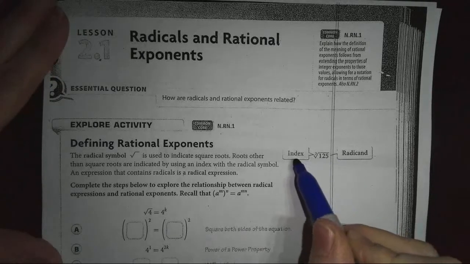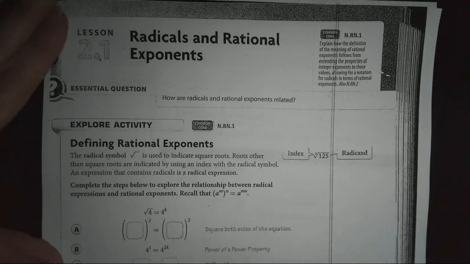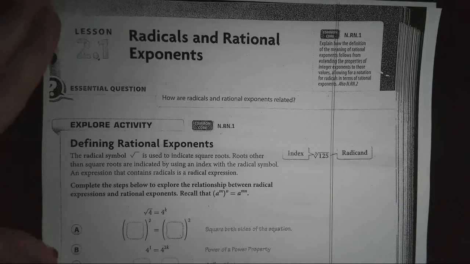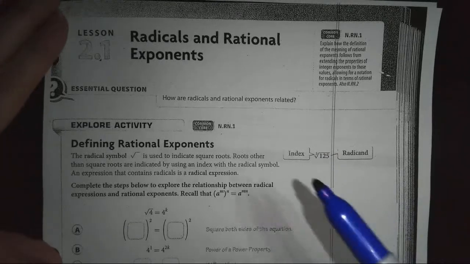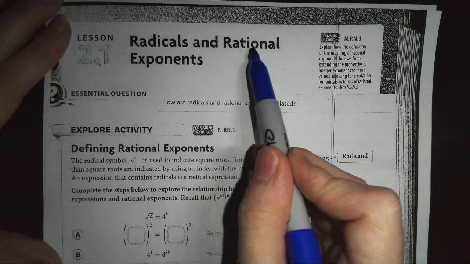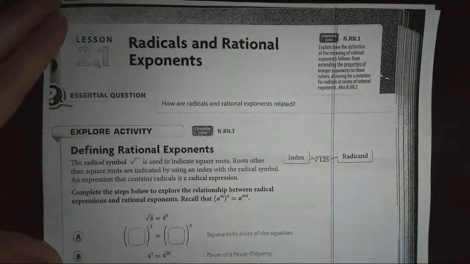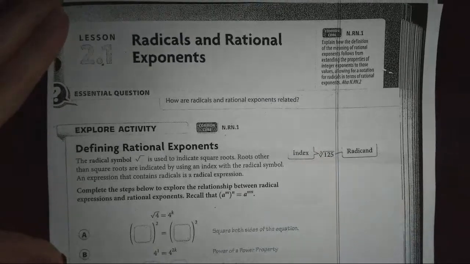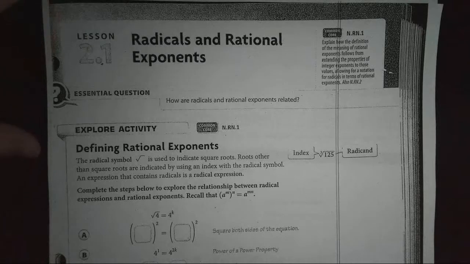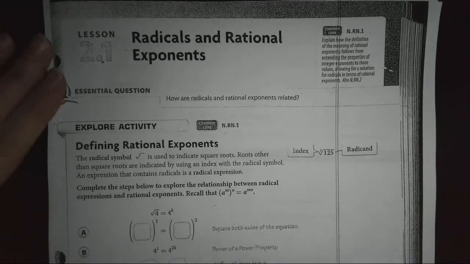Now that number in that hook, we call it the index, and the number inside the radical, we call the radicand. So when I use those words later, you'll know what they mean. We're also going to be talking about rational exponents, and this word right here, ratio, which is the base for rational, tells us that we're going to be using division because ratios involve division. So we're going to talk about how radicals and rational exponents are related.